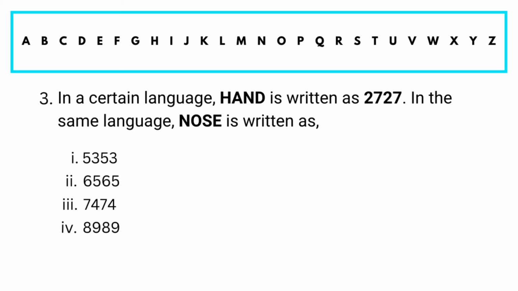Alright, let's move to the next problem. In a certain language, hand is written as 2727.